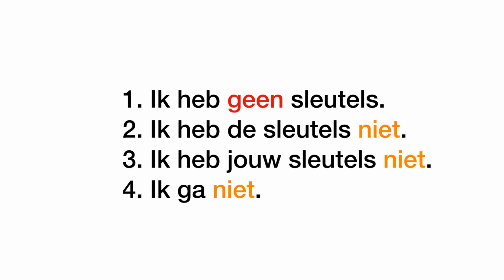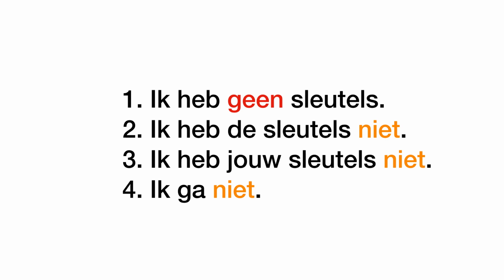Let's look at these 4 sentences. The first one. Ik heb geen sleutels. I don't have keys. Sentence 2. Ik heb de sleutels niet. I don't have the keys. Sentence 3. Ik heb jouw sleutels niet. I don't have your keys. And sentence 4. Ik ga niet. I don't go.